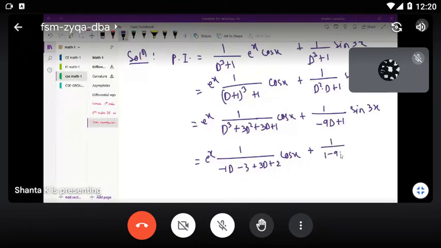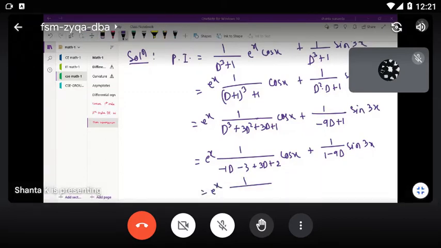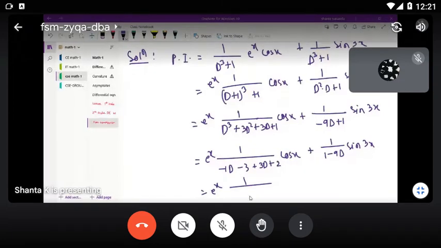So 1 minus 9D sine 3x. Okay, let me write this properly. And this one will be for x, 1 by 2D minus 1. It will have the form 2D minus 1 cos x plus 1 by 1 minus 9D sine 3x.